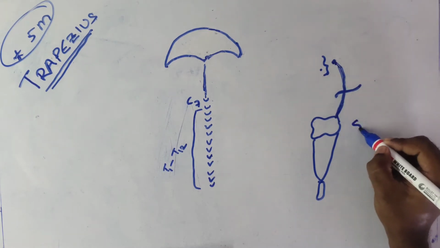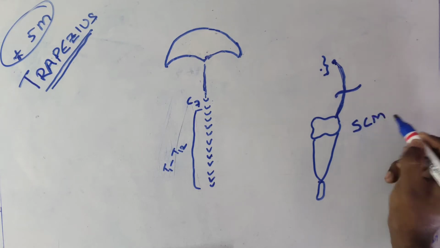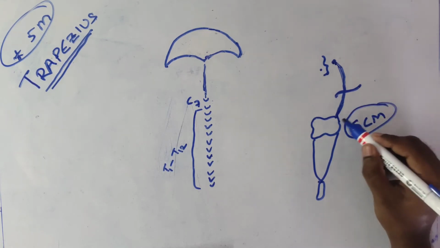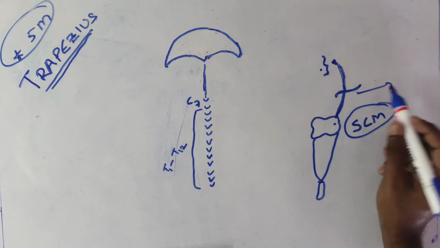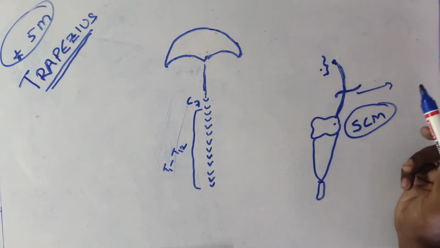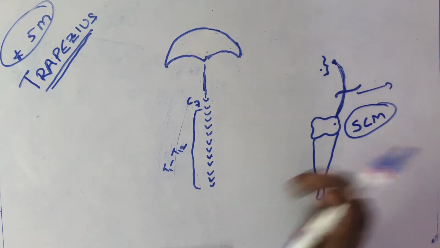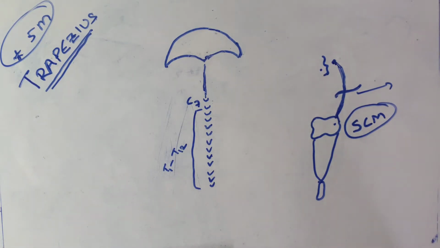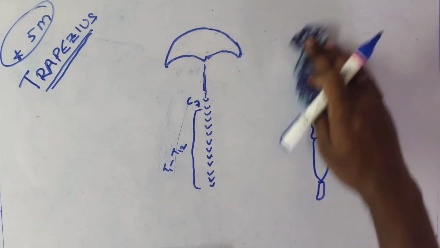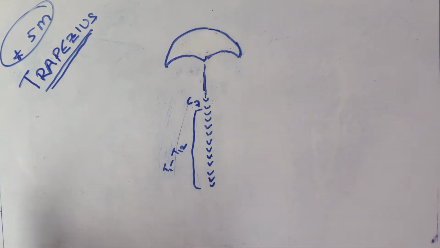So we call it the sternocleidomastoid muscle. In the name itself, sterno is the sternum, the clavicle is called cleido, and the mastoid process is called mastoid. So it is called sternocleidomastoid. And the trapezius muscle is related to the sternocleidomastoid muscle.